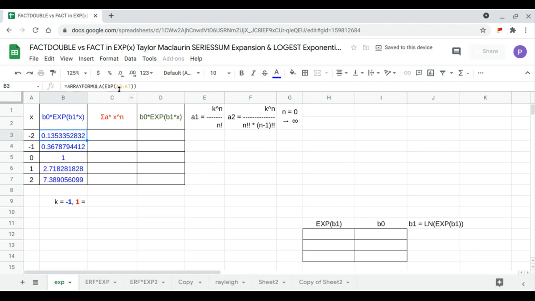And since this is decay, it is negative 1 times the x. And the growth, this is our formula, exponent of the x values. And since this is growth, this will be positive 1 times x. And we'll chart this. Insert chart.